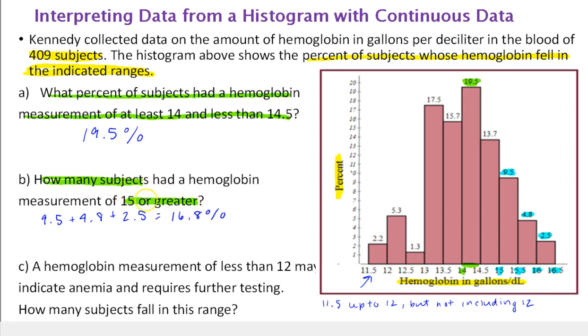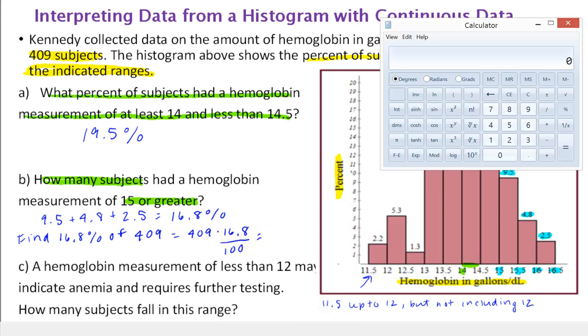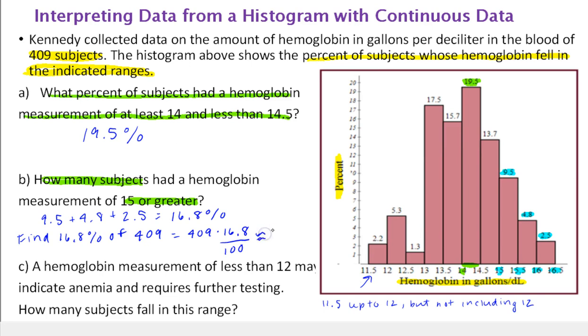Now we want the number of subjects. So we need to find 16.8% of the subjects, which is 409. We can find that by multiplying 409 by 16.8 over 100, or you can move that decimal if you prefer, and just multiply by 0.168. So 409 times 16.8 divided by 100. We have 68.712, and since this is people, I'm going to round this to the nearest whole person. So let's round this to 69 subjects, and I'll put a little approximately equal here too.